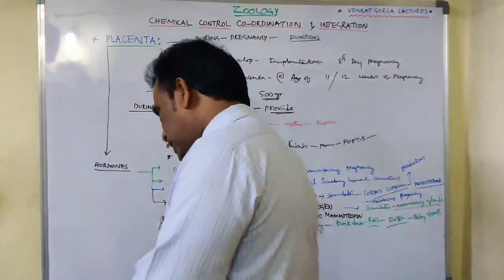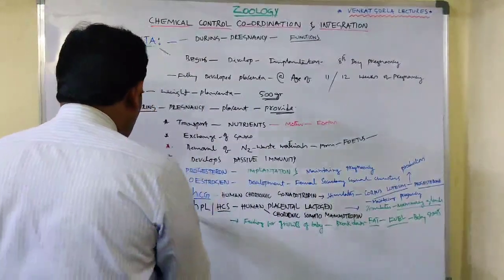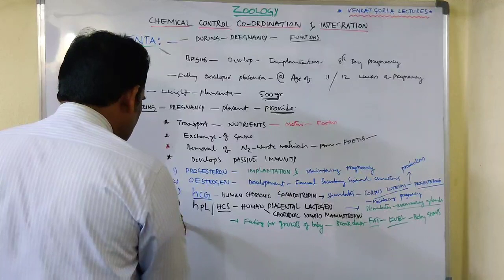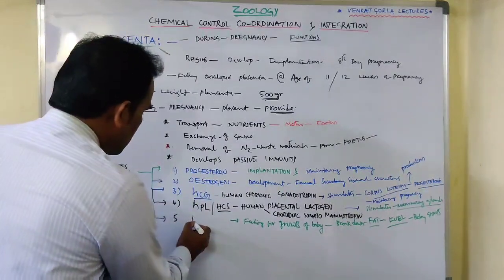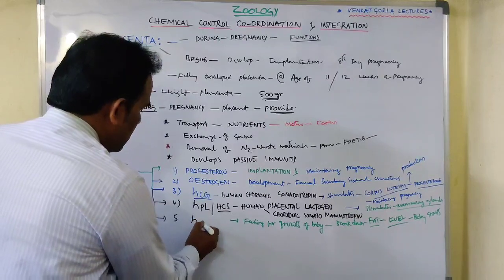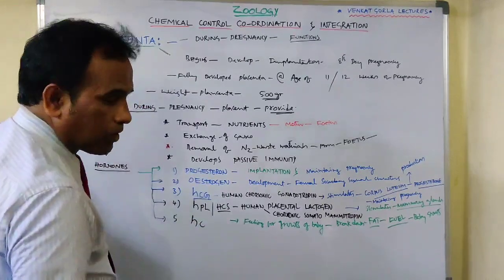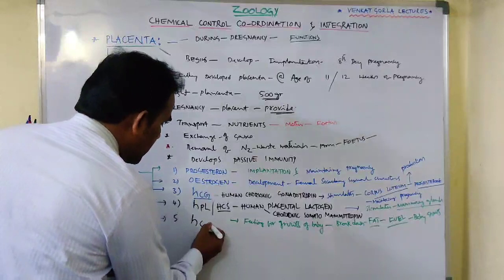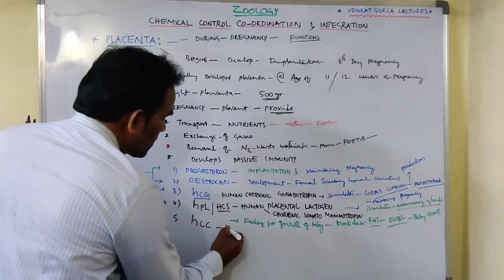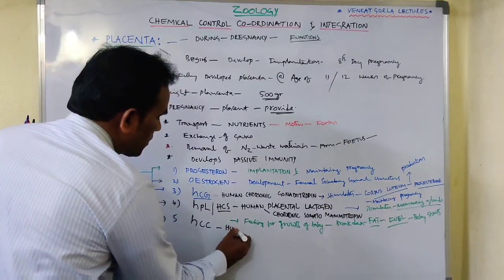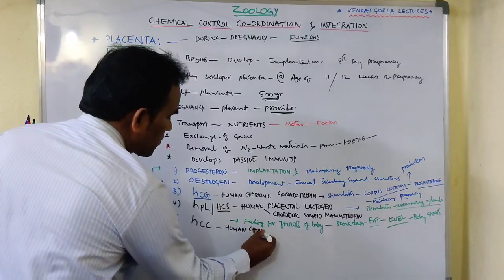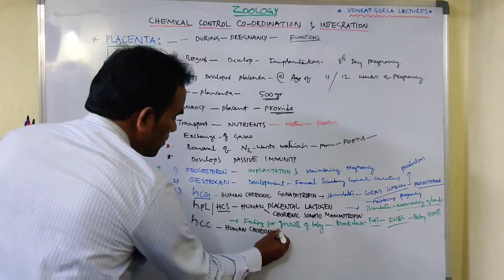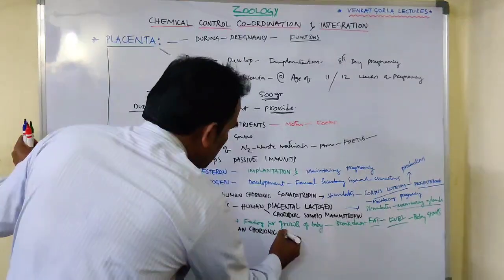Now coming back to another hormone also secreted by the placenta, called human chorionic corticotrophin, HCC.